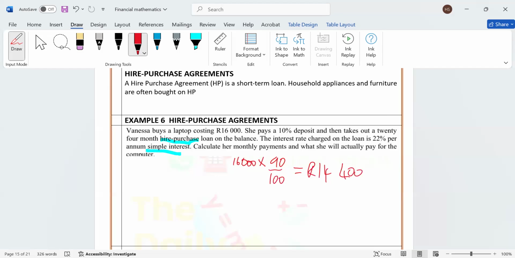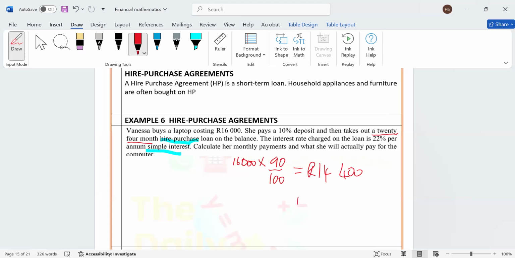But remember, this is going to be done on a hire purchase. They say we're going to do it for 24 months. Our formula doesn't speak about months, it speaks about the number of years. So what is it that we have to do? We need to go from months to years. And how many years is 24 months?